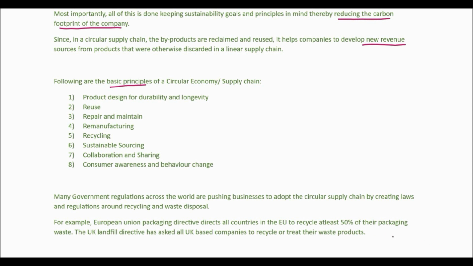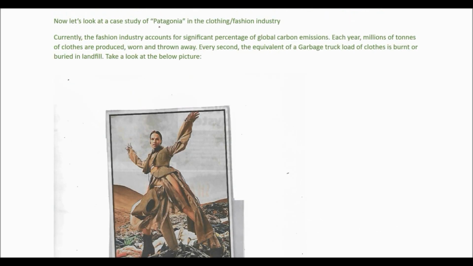Now, let's look at an example of a company by the name Patagonia as to how they are using the circular supply chain. Now, Patagonia is a company in the clothing or fashion industry. So currently the fashion industry accounts for a significant percentage of global carbon emissions. Each year, millions of tons of clothes are produced, worn and thrown away. Every second, the equivalent of a garbage truck load of clothes is burnt or buried in a landfill.